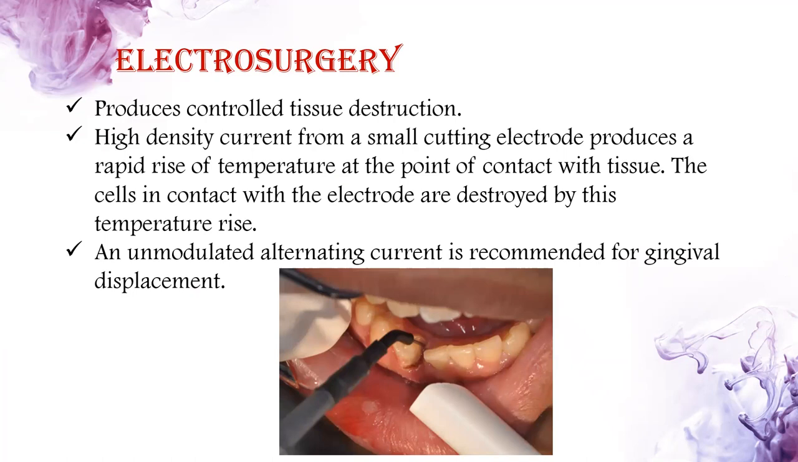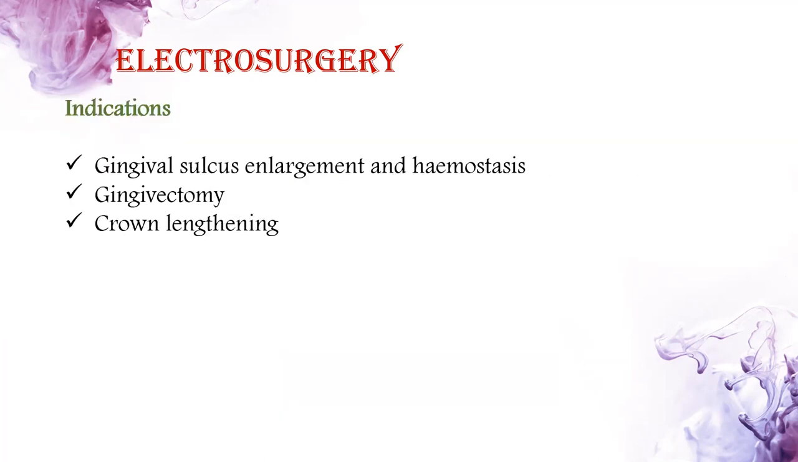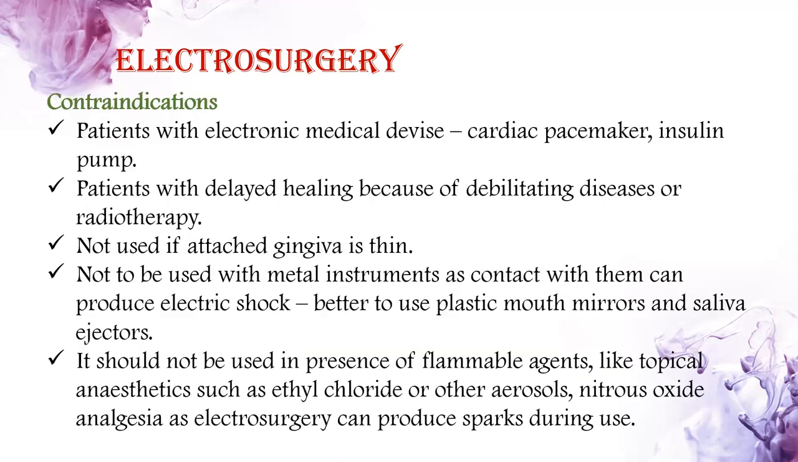Electrosurgery produces controlled tissue destruction. High density current from a small cutting electrode produces a rapid rise of temperature at the point of contact with tissues. The cells in contact with the electrode are destroyed by this temperature rise. An unmodulated alternating current is recommended for displacement. Indications of electrosurgery are gingival sulcus enlargement and hemostasis, gingivectomy, and crown lengthening.